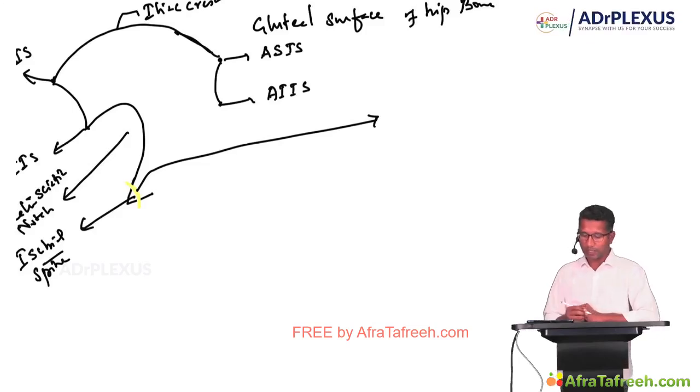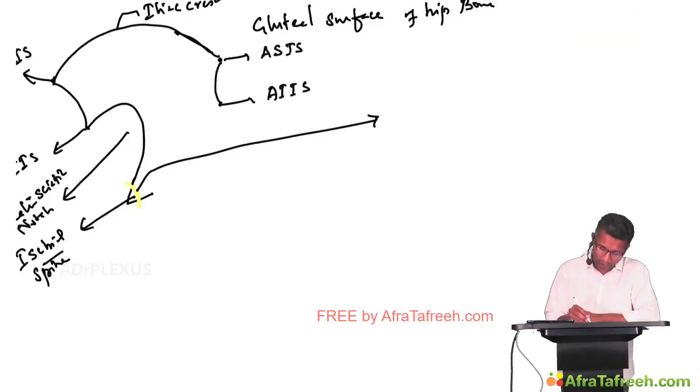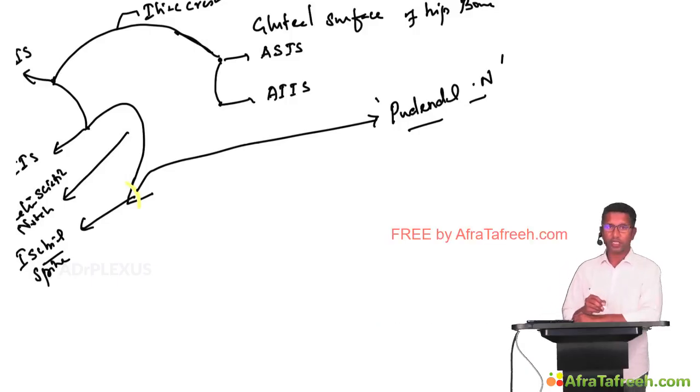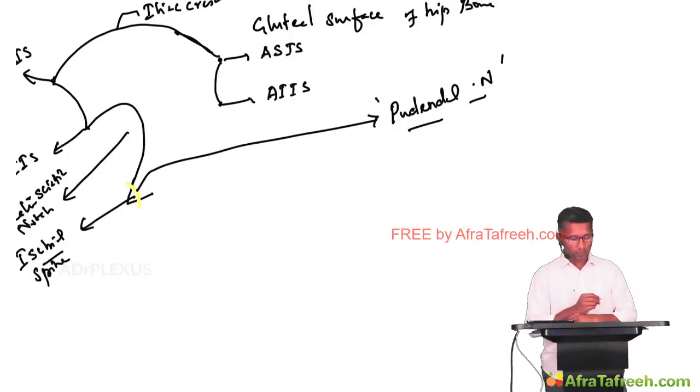Yes, there are three structures. Yes, guys, it is the pudendal nerve. Very good. Pudendal nerve is the important one. There are three structures. We will discuss the other structures later. So there is an important nerve called the pudendal nerve, which winds around this ischial spine.